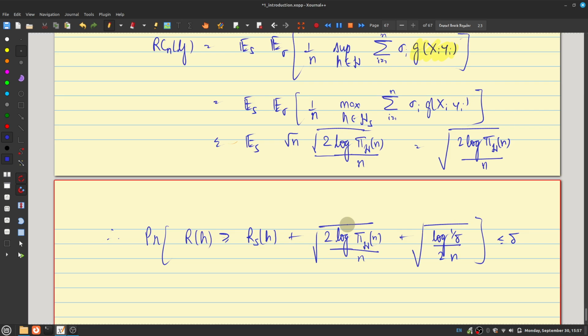Why will it be? Because then you would have R_S of H. R_S of H is again something that is between 0 and 1. This would be root 2. Which, I mean, R of H can never be greater than root 2. So this is a trivial bound. This becomes interesting only if this is something that is really, really small.